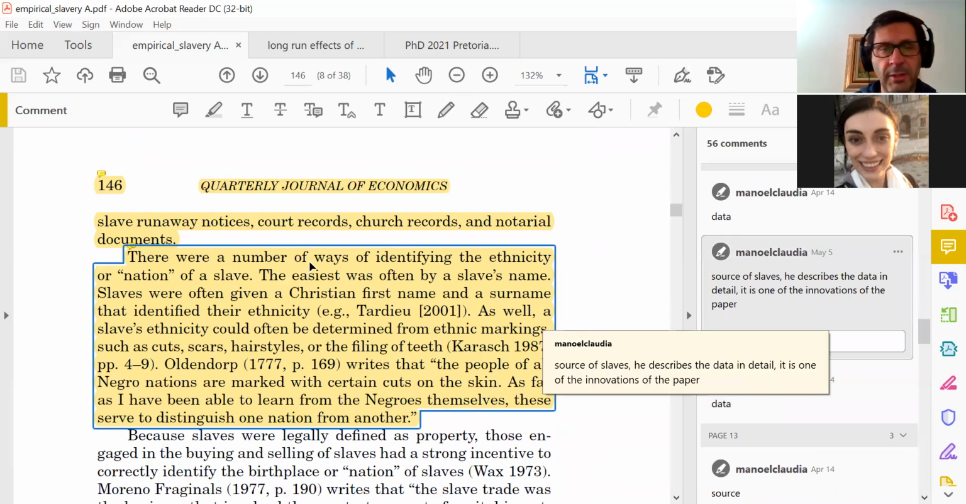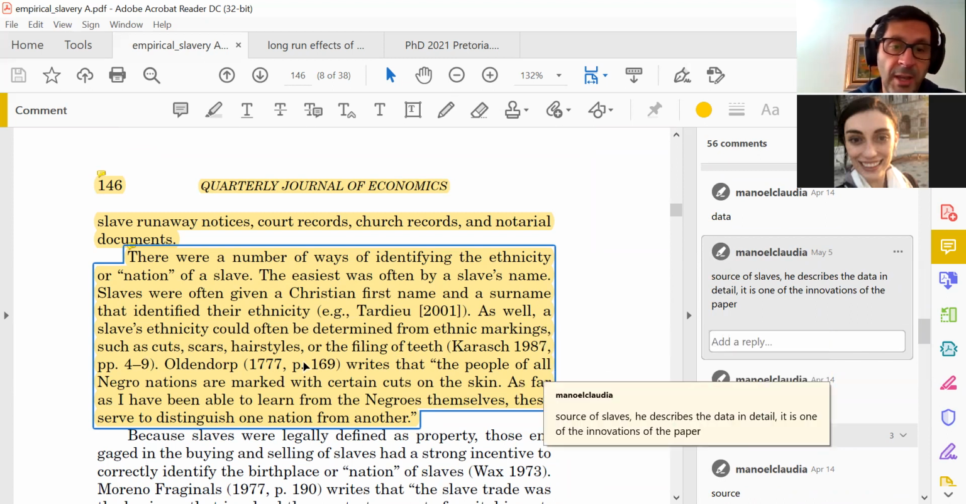There were a number of ways of identifying ethnicity. That's the question: how do you identify the ethnicity or nation of a slave? The easiest was often by a slave's name. Slaves were often given a Christian first name and a surname that identified their ethnicity, and their ethnicity could often be determined from ethnic markings, such as cuts, scars, hairstyles, or the filling of teeth.